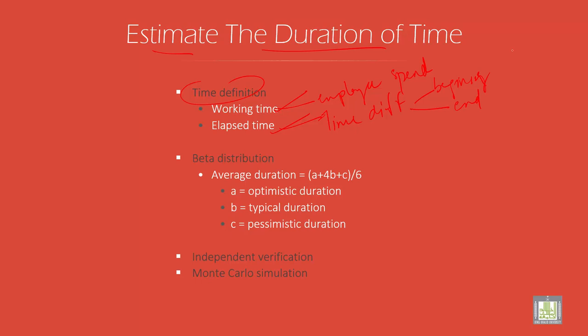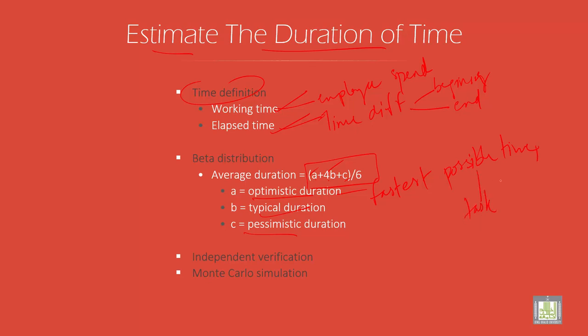Then we have the beta distribution, which gives the average duration. You have to calculate A plus 4 times B plus C. A is the optimistic duration, 4 times B is the typical duration, and C is the pessimistic duration. So what is optimistic? Optimistic is the fastest possible time needed to complete a task.